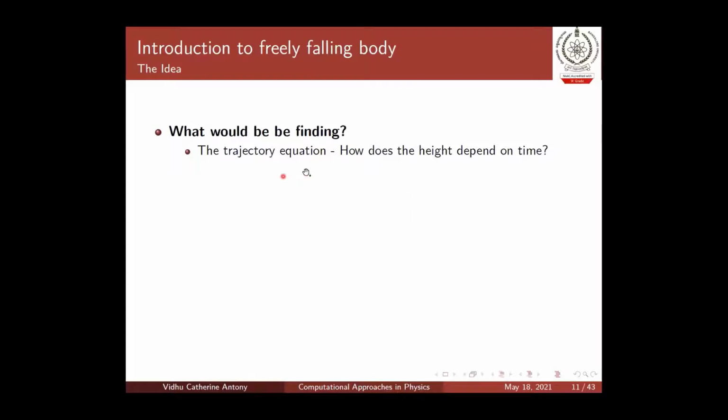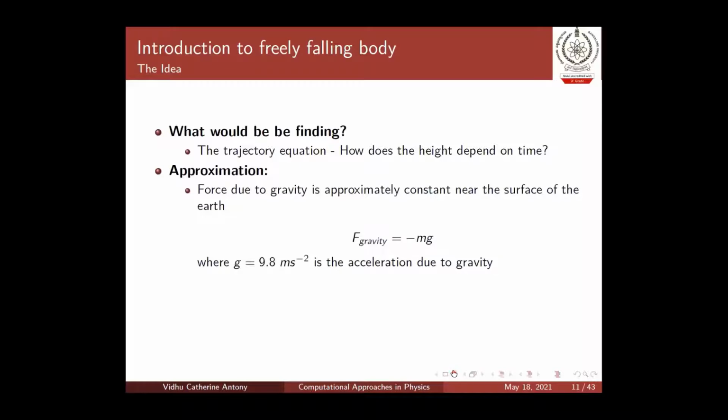Let's look at this. What would we be finding here? We would be finding the trajectory equation: how does the height depend on time? That's what we would be finding. Now there is a certain approximation that we make here. We approximate that gravity is a constant.